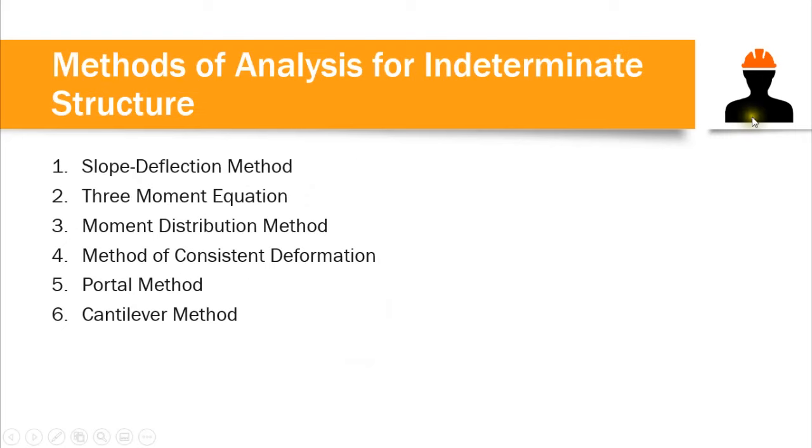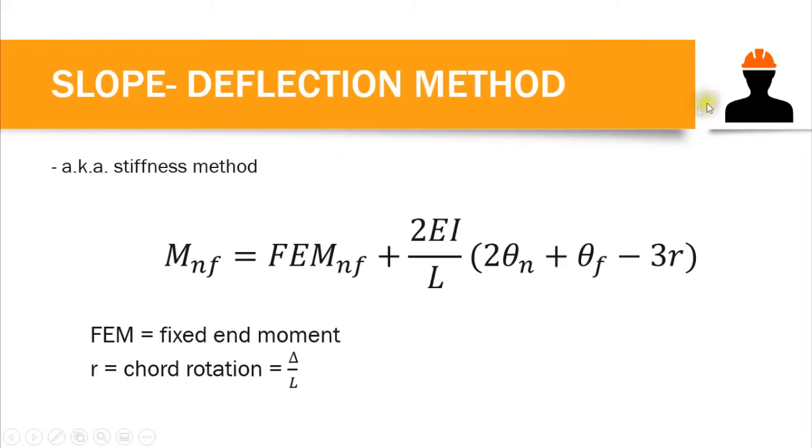Okay, now we have several methods of analysis in computing for indeterminate structure. We have the slope deflection method, we have the 3 moment equation method, we have the moment distribution method. We have also the method of consistent deformation, the portal method, the cantilever method, and the factor method. This portal method and cantilever method, as well as the factor method, are mostly used especially when you are analyzing a frame structure, okay, that is subjected to lateral forces. But in this video, we will be focusing on the slope deflection method. Now, slope deflection method, by the way, is also known as stiffness method.